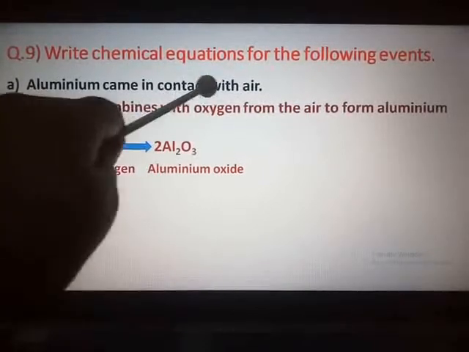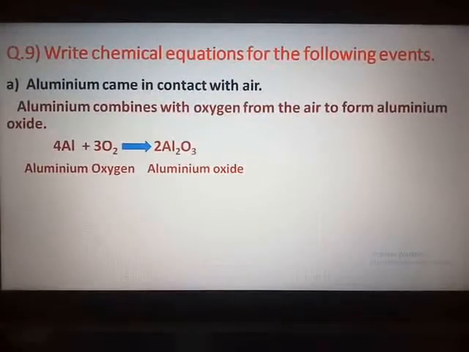Aluminium came in contact with air. When aluminium comes in contact with air, it combines with oxygen in the air to form aluminium oxide. So the reaction is 4Al plus 3O2 gives 2Al2O3. Here this equation you will get in the textbook also when you see reaction of metals with oxygen.